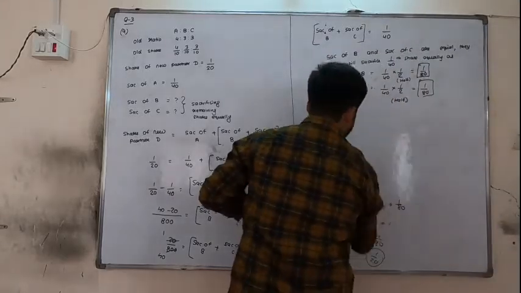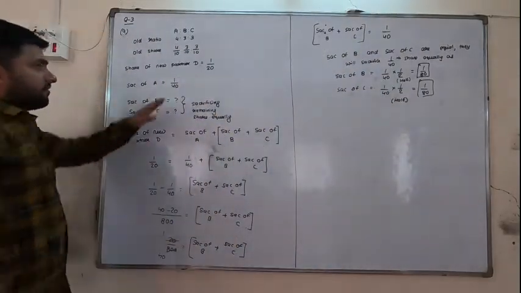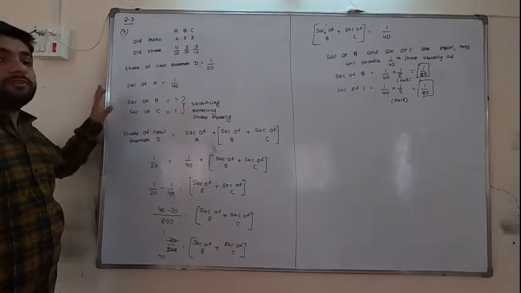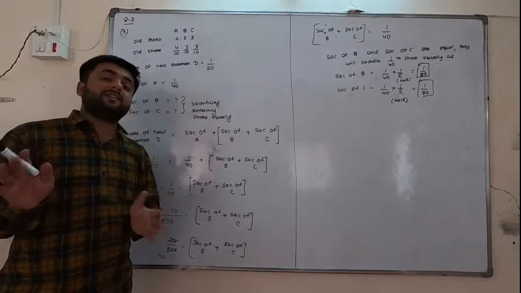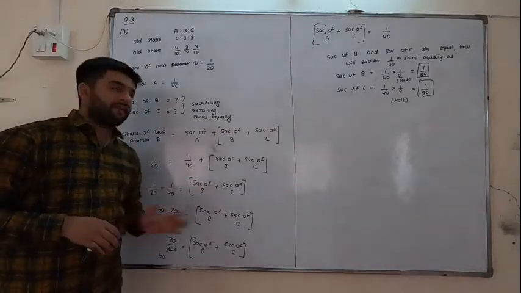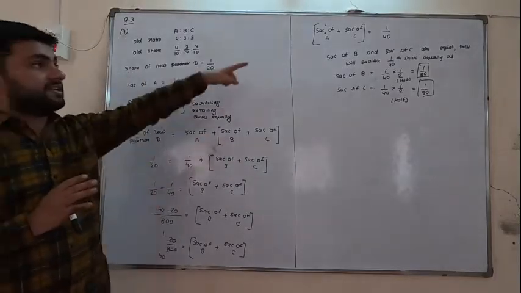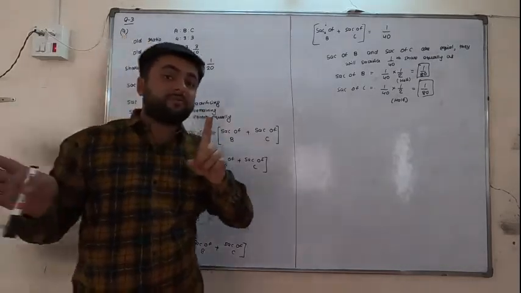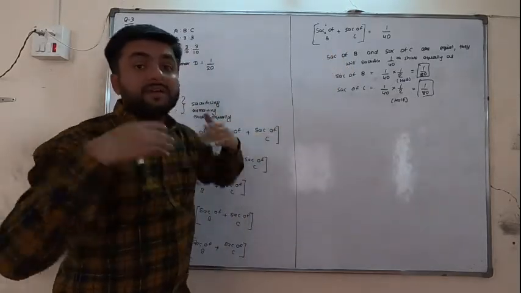Only one thing you have to remember in this sum is that the share of new partner D is given. Sacrifice of A is given. Now B and C's total sacrifice we will find first because they are sacrificing the remaining share equally. So share of new partner D is equal to sacrifice of A, then in brackets B plus C, because total share we find first. So total share is 1 by 40. Now that 1 by 40 they will divide in 2 equal parts, so it will not be 1 by 20, it will be doubled.